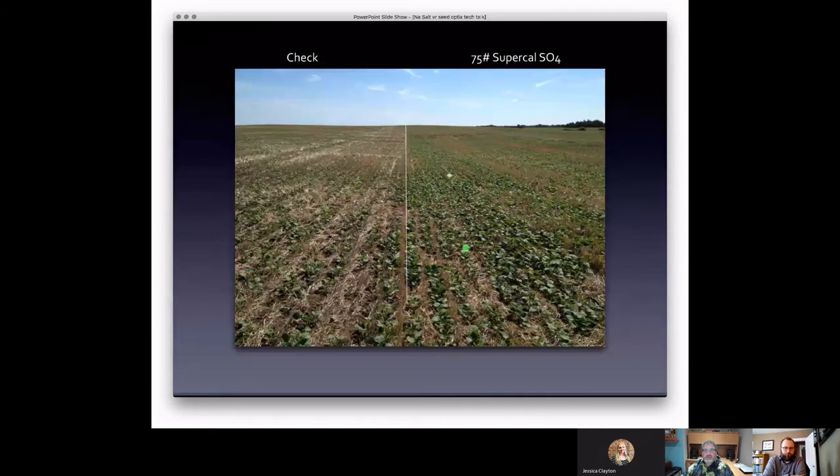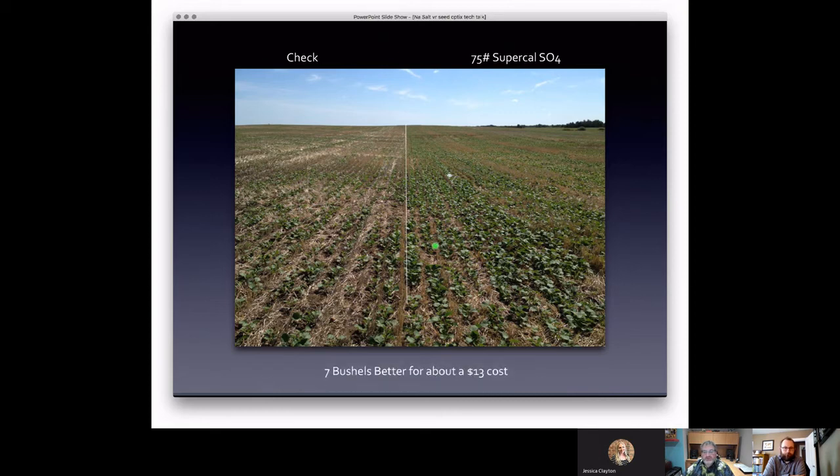You look at that field, and this is before anything variable rate happened, and the grower placed 75 pounds of SuperCal gypsum in his seed row with his canola, and you can look at that plant stand, how much that improved that plant stand by having a little bit of calcium there.